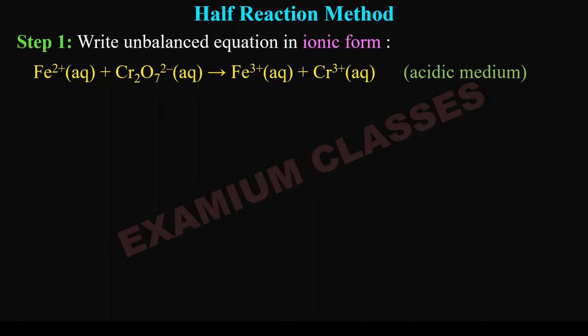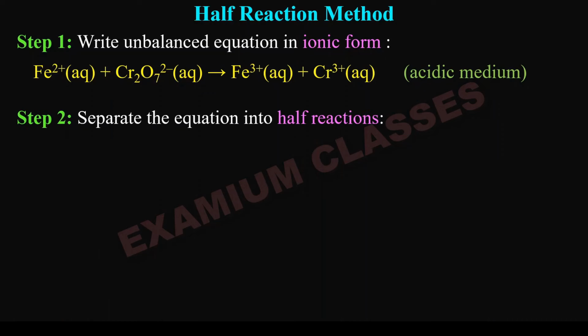This is the example I will be considering to explain all the 6 steps, and this is in acidic medium. The medium will change one step to balance the reaction, so you need to specifically focus on whether it is acidic medium or basic medium. The second step is to separate the equation into half reactions. Half reactions means oxidation half and reduction half.